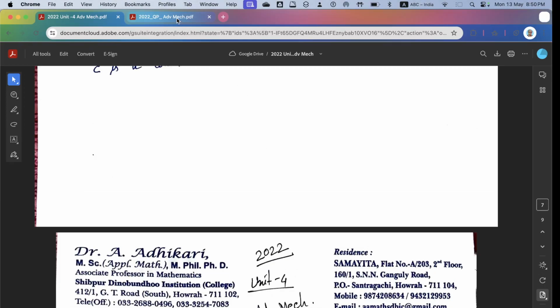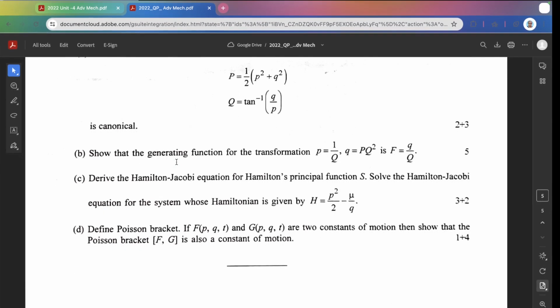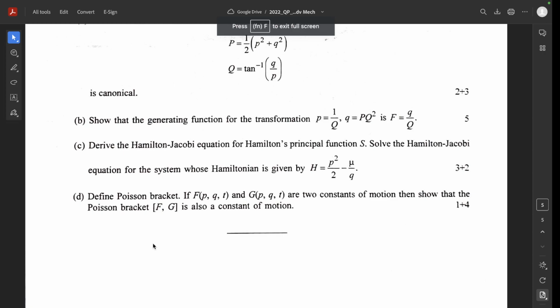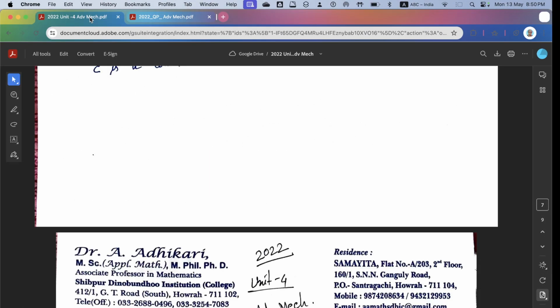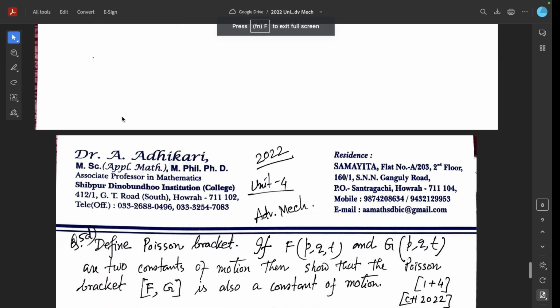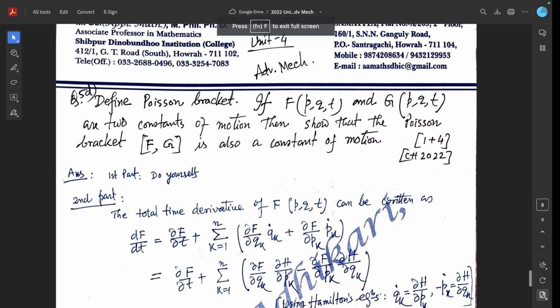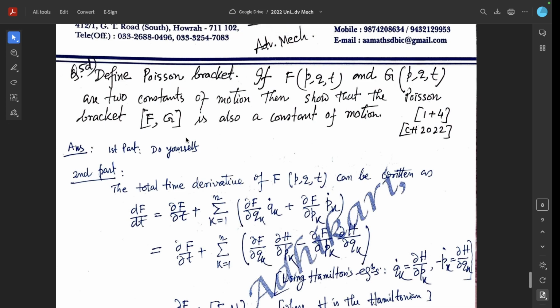Next question, question 5d. Define Poisson bracket. If f(p,q,t) and g(p,q,t) are two constants of motion, then show that the Poisson bracket [f,g] is also a constant of motion. A Poisson bracket, the definition is obvious, so do it yourself.